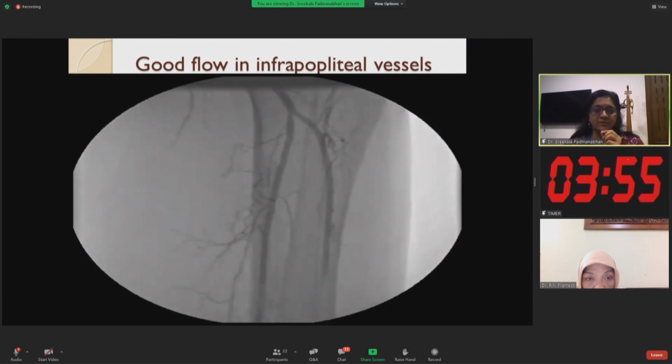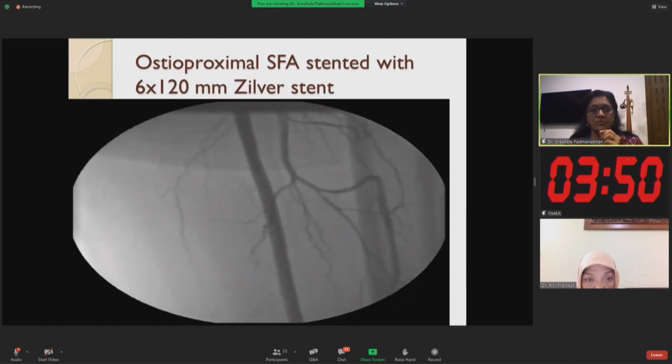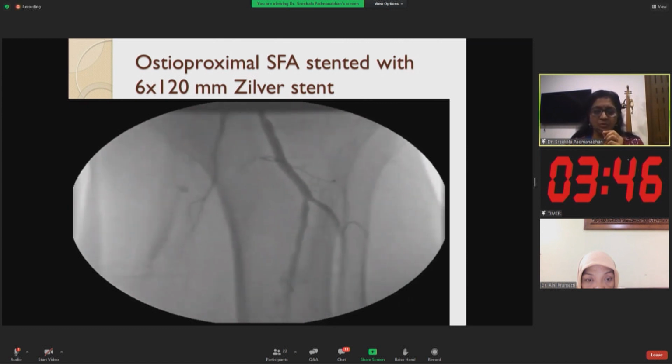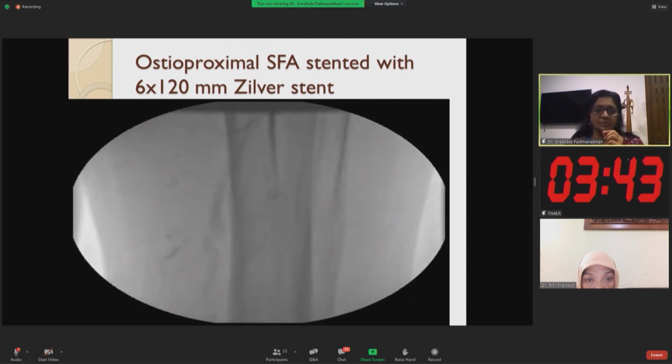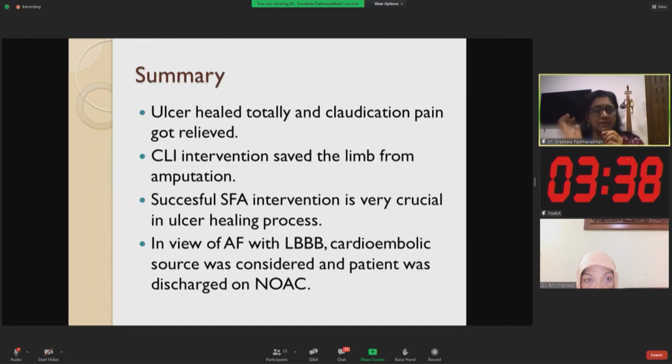Once the flow was established, we decided to stent the ostioproximal SFA with a 6x120 millimeter Zilver stent from Cook, with good final flow up to the toes. She had relief of her claudication pain, and the ulcer healed totally within a span of 1 month. Even though she was 92 years old, the bystanders and all the others were willing for all sorts of intervention.